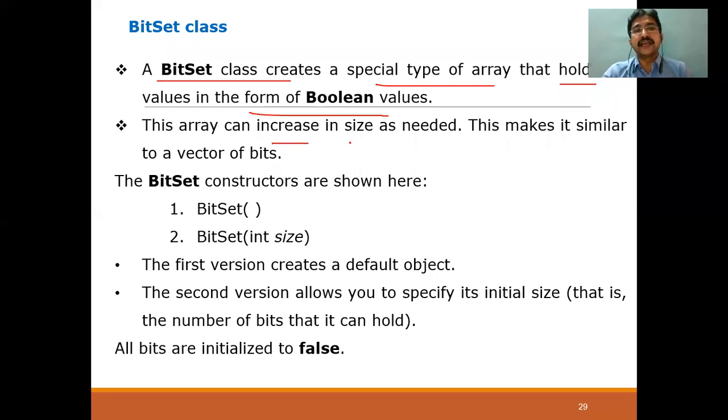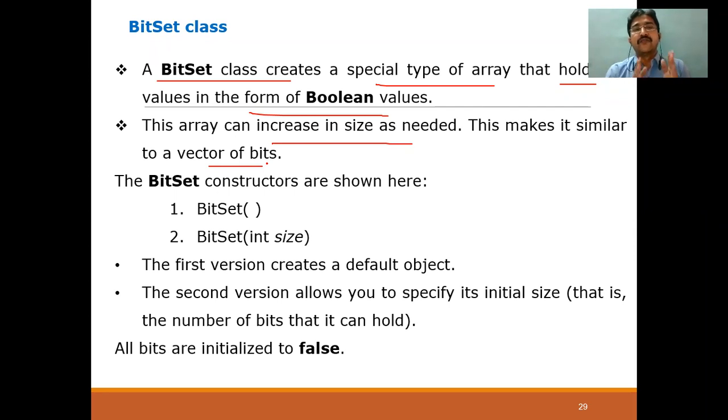Now this array can increase in size as needed. Whenever it is required, you can increase the size of this array, and you can decrease it. So it is dynamic. This is a similar type to a vector. Already you have seen how a vector works. A vector can be represented in the shape of an array, but it makes use of array and vector based on the context. In some contexts we use array, in some contexts we use vector.